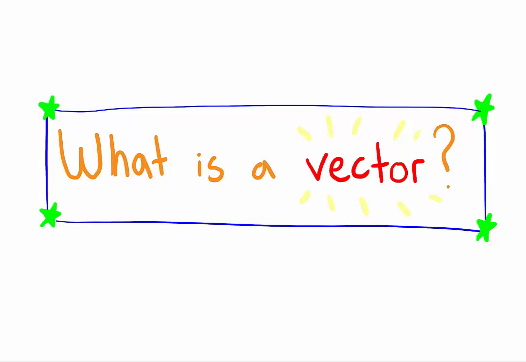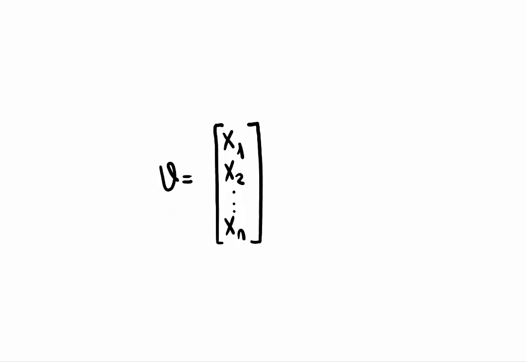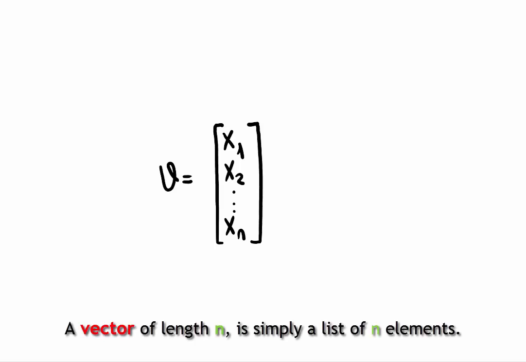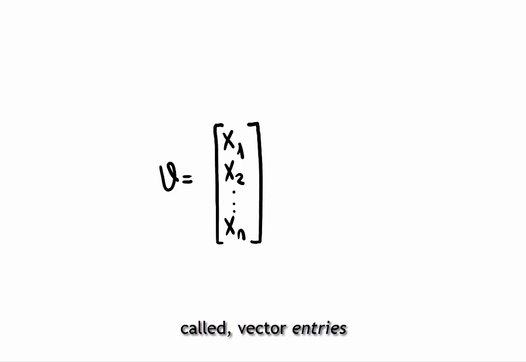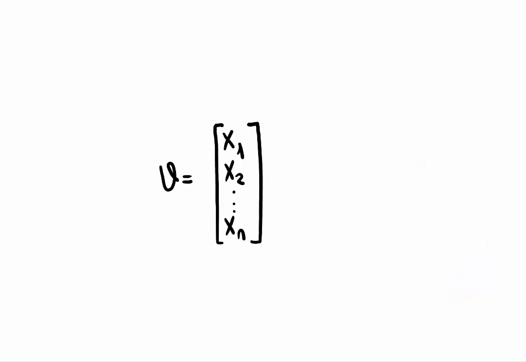Before learning matrices, we have to first learn what a vector is. Denote first the set of all real numbers by R. A vector of length n is simply a list of n elements called vector entries. The notation of a vector v having entries x1, x2 till xn is the following.